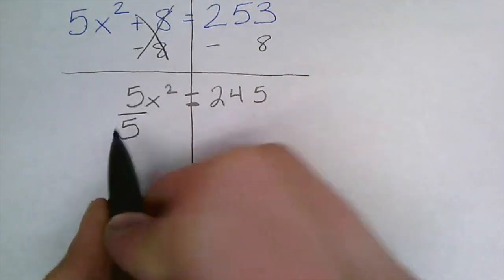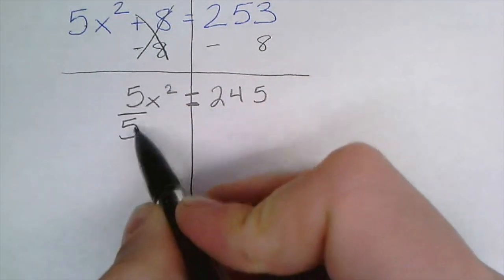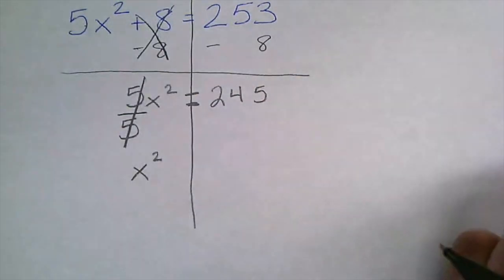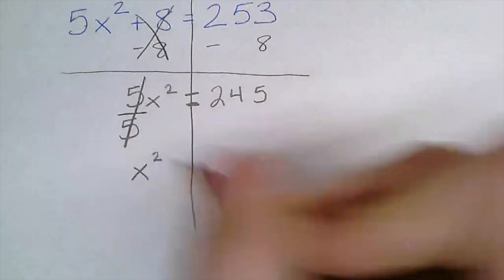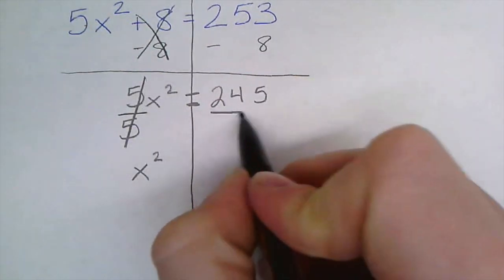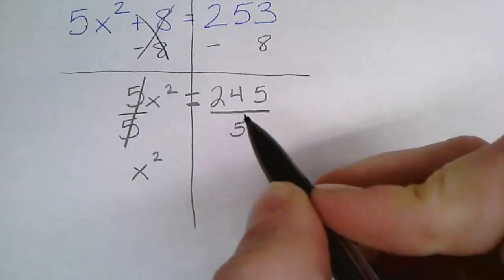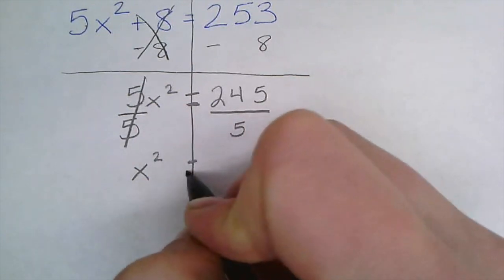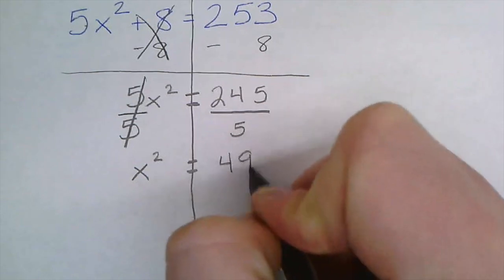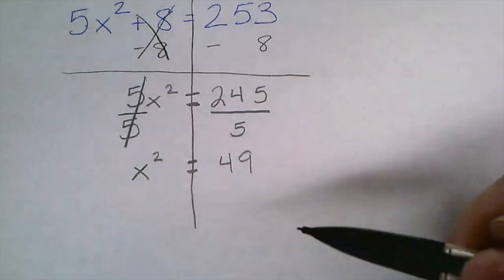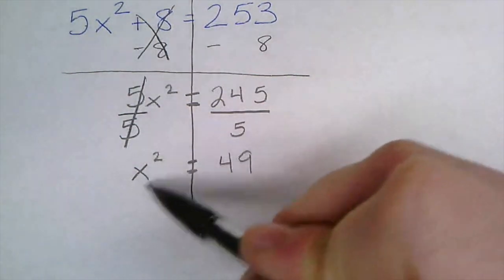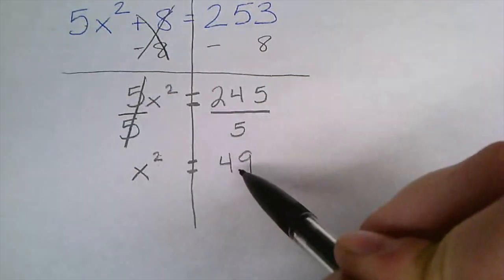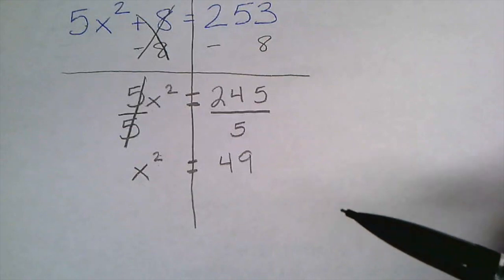To undo multiplication, I have to divide. So I'm going to divide by 5, because 5 divided by 5 is 1. So really that cancels out and just leaves x squared on this side. Since I divide by 5 on the left, I need to divide by 5 on the right side. That gives me 245 divided by 5 is equal to 49. And now I have a choice. I can either look at this and say I need a number squared, so that means a number times itself that equals 49. Maybe I know what that number is, maybe I don't.